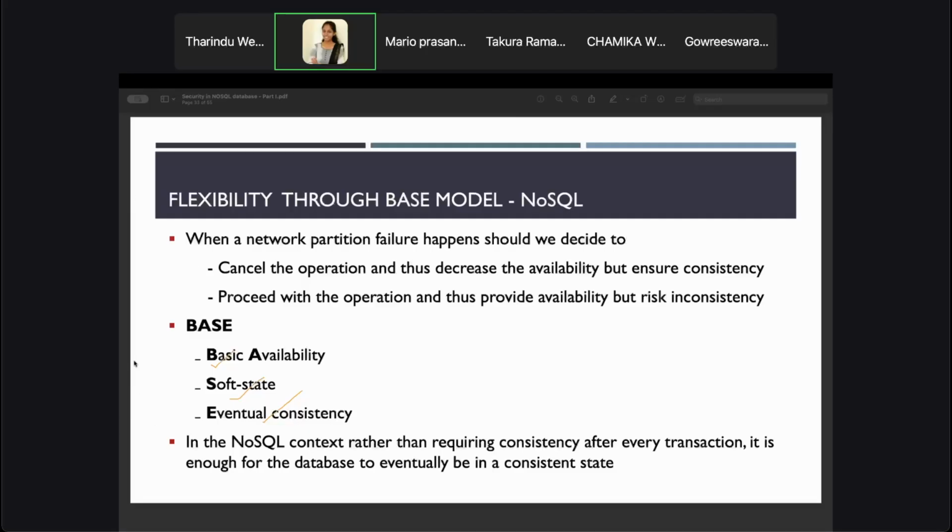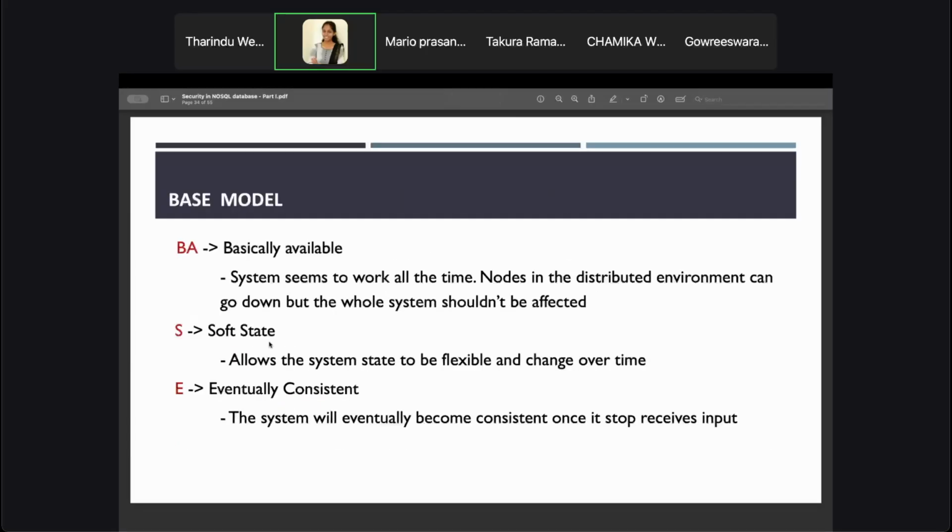All right. Okay. You will understand better if you go to the next slide, I guess. Okay. Right. So the BASE model, BA means basically available, soft state, and eventual consistency. Let's take an example, right. The similar example we discussed in the last slide. Let's try to understand what is eventual consistency. Okay. Let's assume this A is updated.